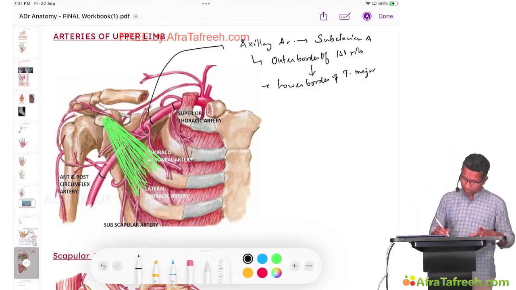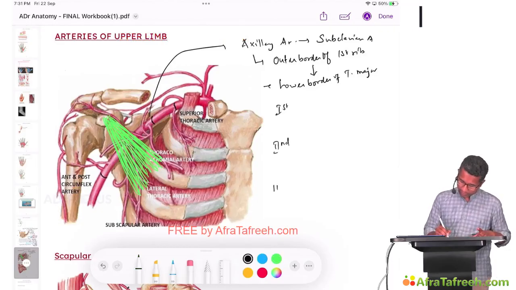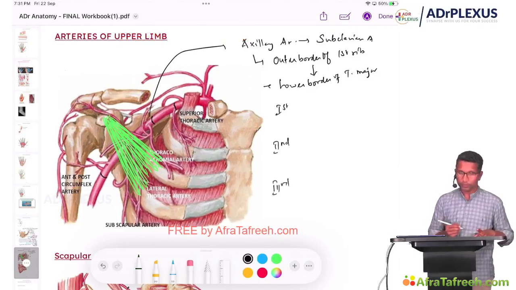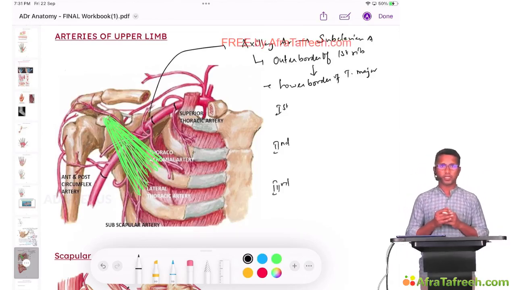So we can put it like this. One is called the first part of the axillary artery, next is called the second part of the axillary artery, and next is called the third part of the axillary artery. Now there are several branches which arise from these parts.